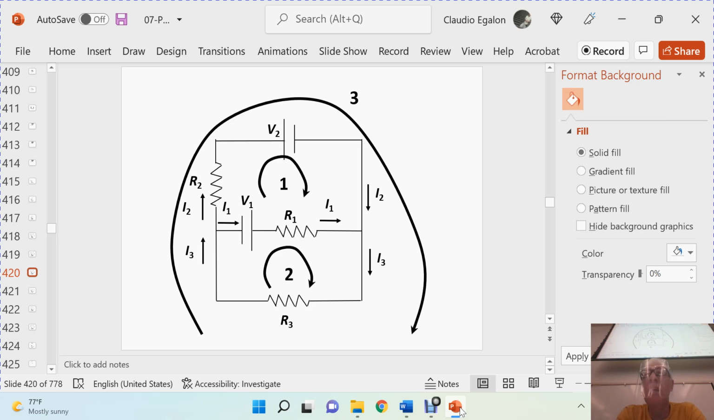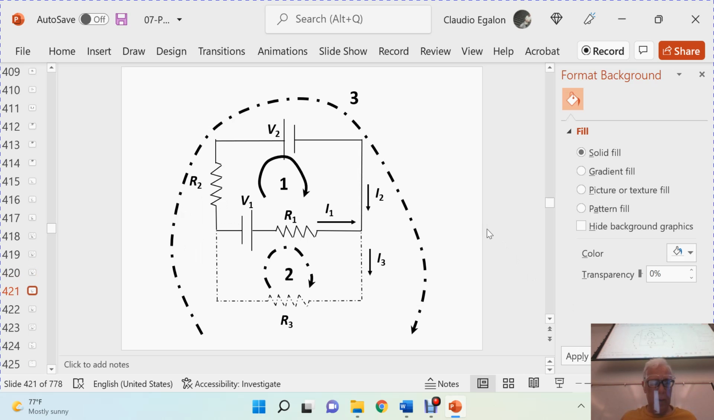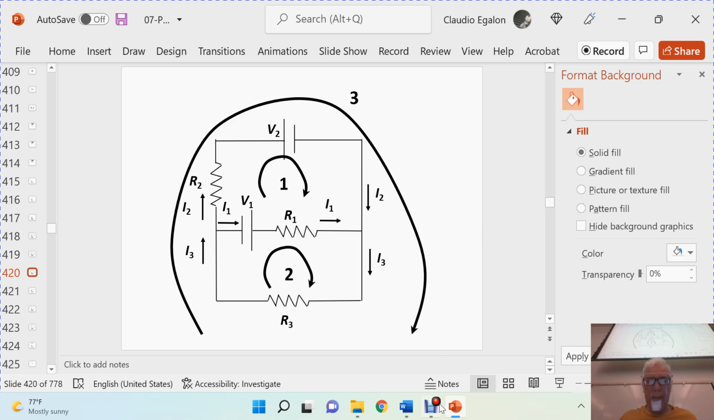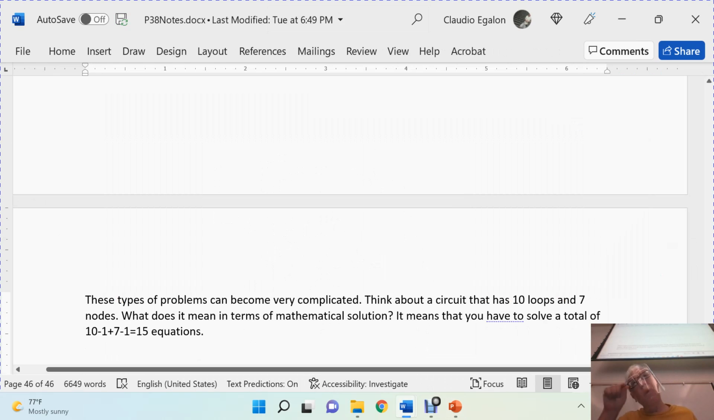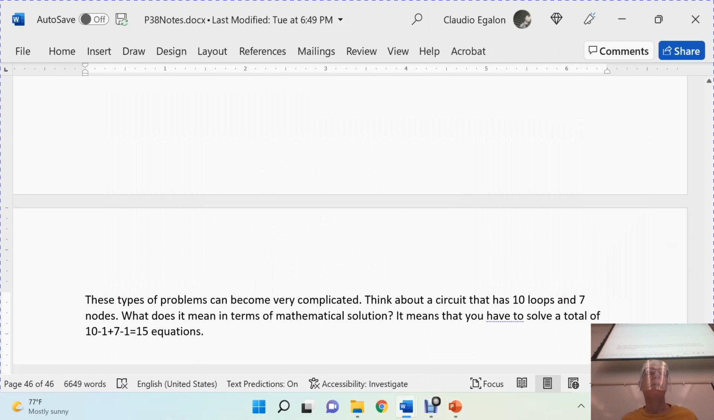So in real life, that's what we end up doing. Multiple nodes and multiple loops. So let's try to solve this problem. Here you go. Did you get the idea? 15 equations. That's a lot, right? Just to write the 15 equations takes a long time for you to do that.